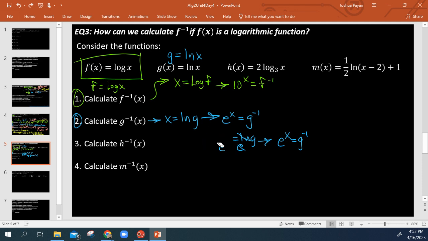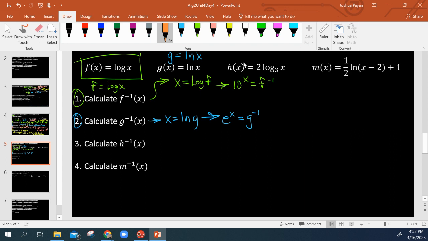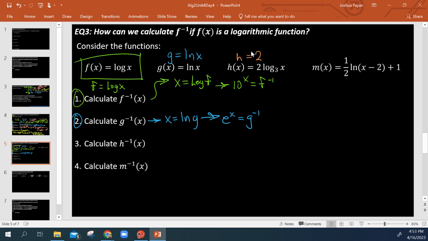Trying to erase carefully. Okay, so that next example, we're going to start getting a little bit more gnarly. So we're looking at h is equal to 2 times the log base 3 of x. Okay, so I'm going to rewrite. So x equals 2 times the log base 3 of what letter? H. Okay. So we have to work from the outside in here because of this 2. Slightly more complicated, right? So I'm going to divide by 2 on both sides. So now I have x over 2 is equal to log base 3 of h.